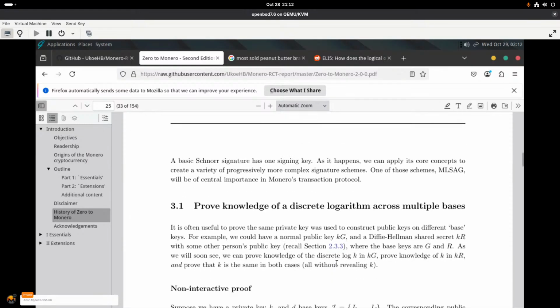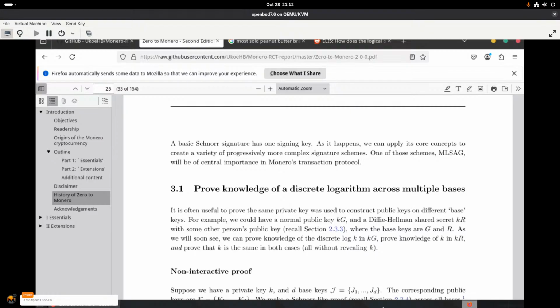Chapter 3. A basic Schnorr signature has one signing key. As it happens, we can apply its core concepts to create a variety of progressively more complex signature schemes. One of those schemes, MSLAG, will be of central importance in Monero's transaction protocol.